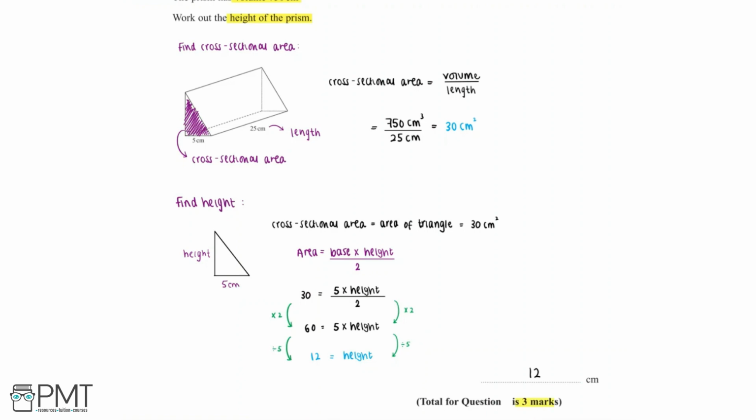Now this question is worth 3 marks. We get the first mark for saying that the cross-sectional area is equal to 30 centimeters squared. We get the second mark for a complete process to find the height. And we get the third and final mark for the correct answer that the height is equal to 12 centimeters, allowing us to get the full 3 marks needed in this question.